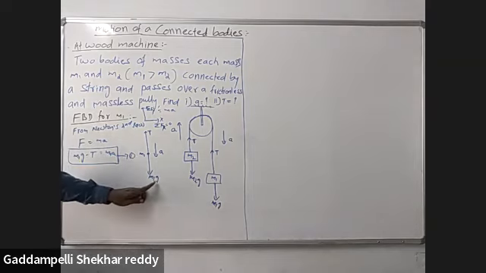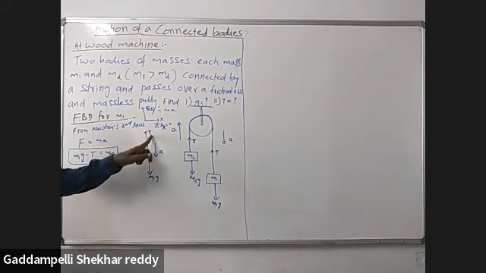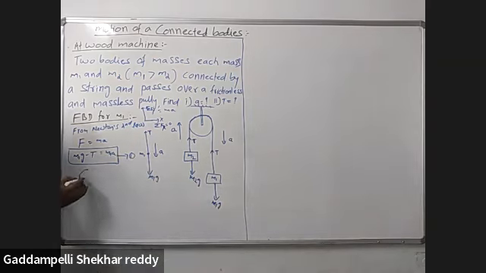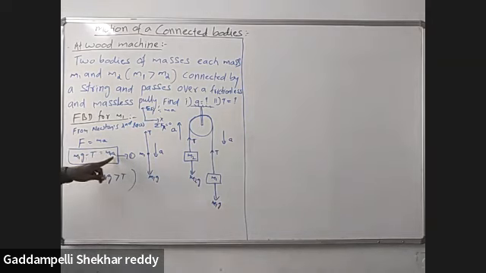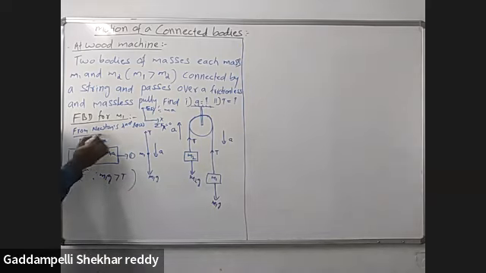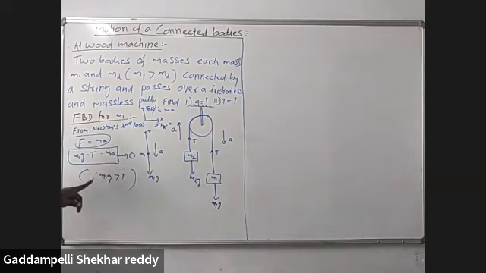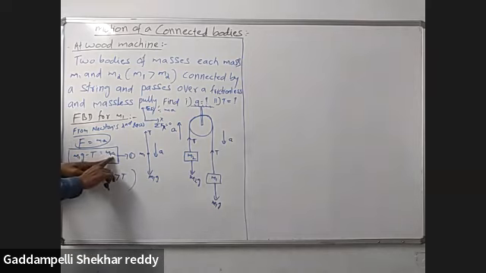Here m1g acts in the downward direction and tension in the upward direction. Since m1g is greater than the tension, m1g minus tension is equal to m1 into a. From Newton's second law of motion, this is the formula. Here F is the net force, nothing but the resultant force. That net force is m1g downward and T upward. Since m1g is more than the tensional force, m1g minus the tensional force is equal to m into a.